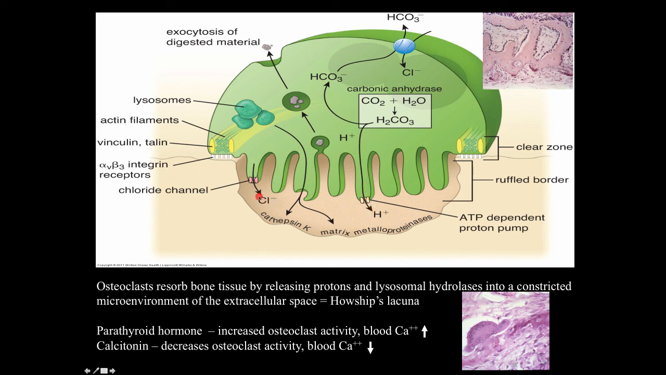Chloride ion channels play a very important role in maintaining the electroneutrality of these membranes. These digestive proteins are released. The bone matrix is digested and it's reabsorbed into these osteoclasts. And at the same time that this is occurring, of course, breaking down the bone matrix, you can be regulating blood calcium. As you know, parathyroid hormone can increase osteoclast activity. That may cause blood calcium to rise. On the other hand, calcitonin will decrease osteoclast activity, and that can lower blood calcium.